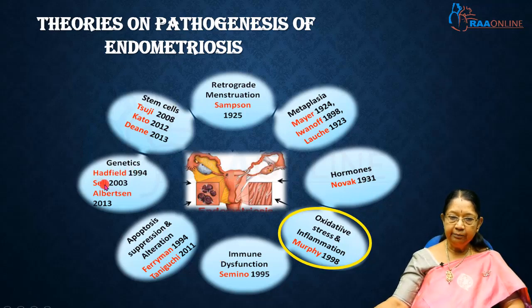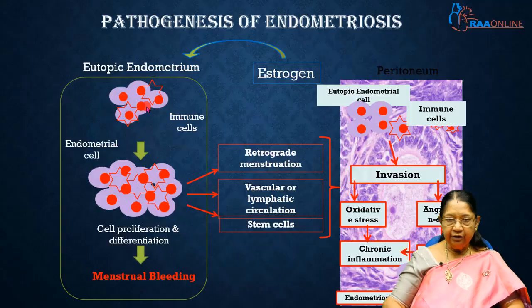Again, genetically there is a 6.94 times higher incidence. And stem cells present in the peritoneal cavity are capable of maturing themselves into endometriotic tissue. So these are all the theories behind the pathogenesis of endometriosis.